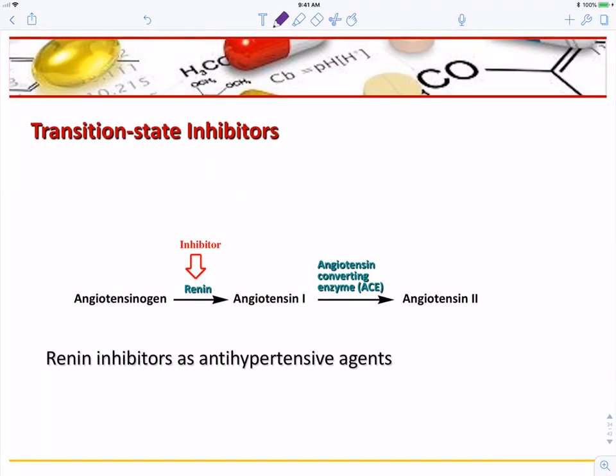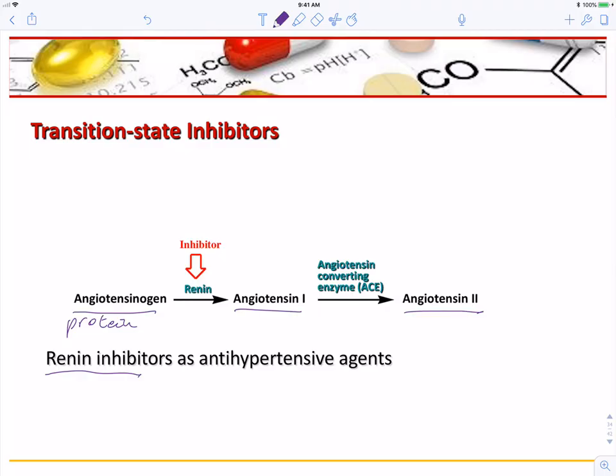So let's look at a few examples. Anti-hypertensive agents that act by inhibiting renin act that way. So there's a pathway that goes from angiotensinogen to angiotensin 1 to angiotensin 2. Angiotensinogen is a protein that is cut by two proteases.